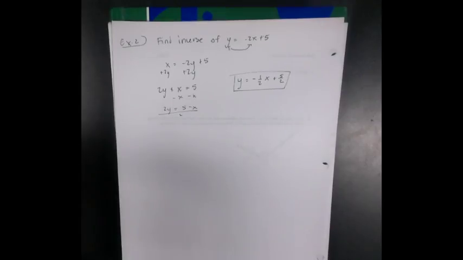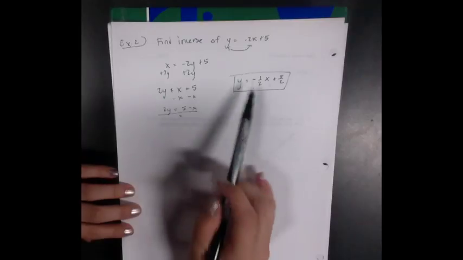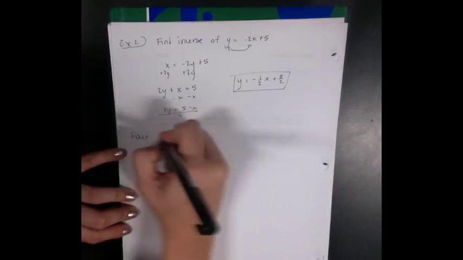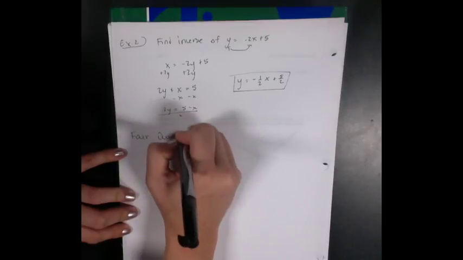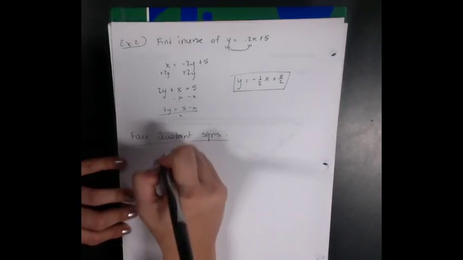That is my inverse. No matter what kind of function you have, if it is one-to-one, which we should know how to find, then you can find its inverse. Now let's move on and talk about the 4 quadrant signs. We talked about this last year. This is a review.